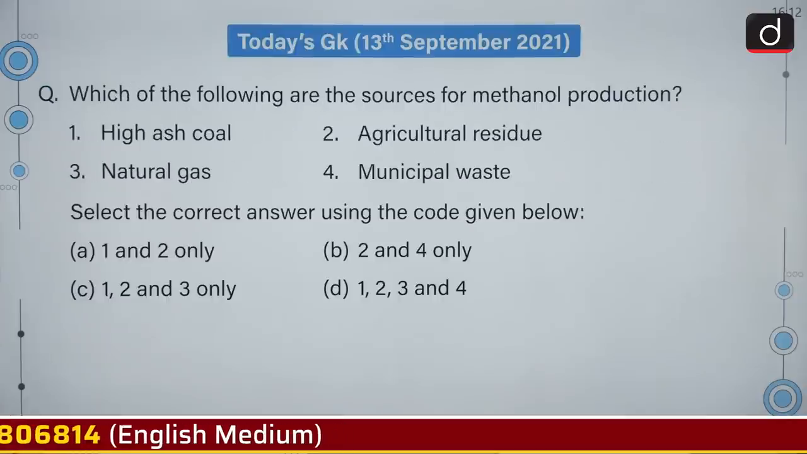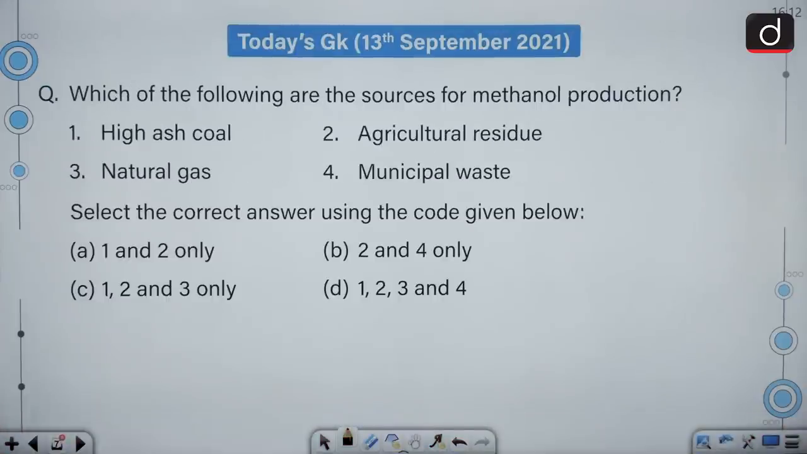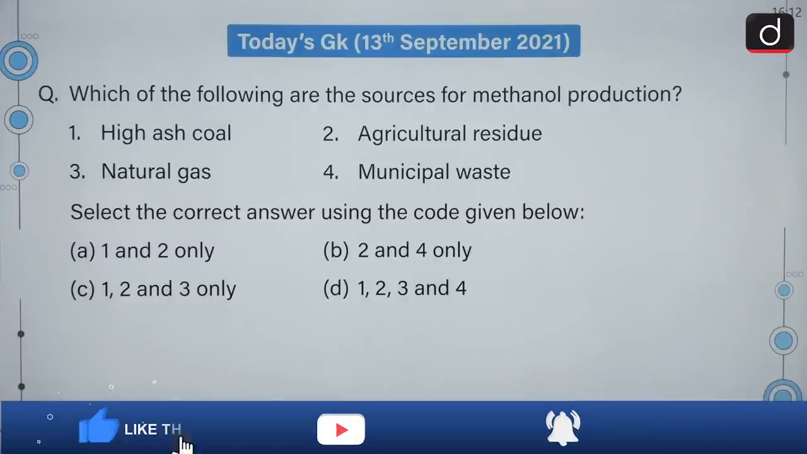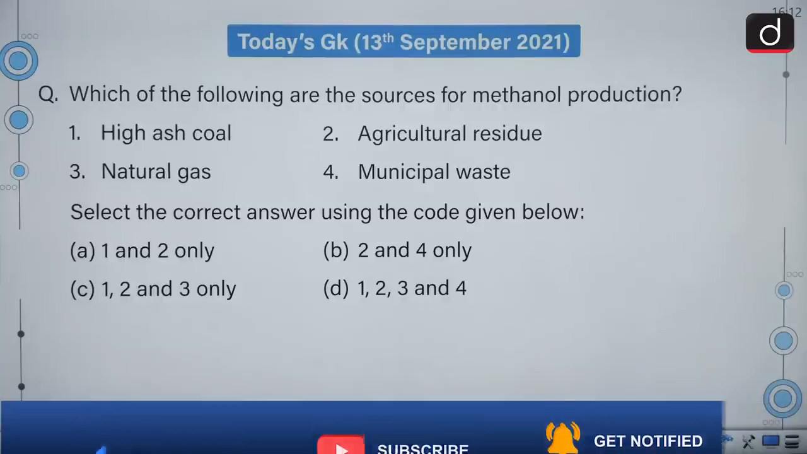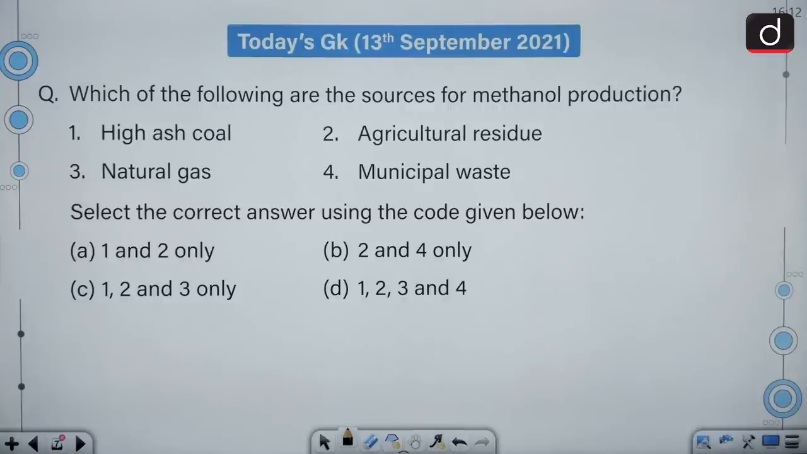Moving ahead to the next question, which of the following are the sources for methanol production? High ash coal, agricultural residue, natural gas, municipal waste. We have to select the correct answer. Now, all of these are a source of methanol production. The correct answer is option D.